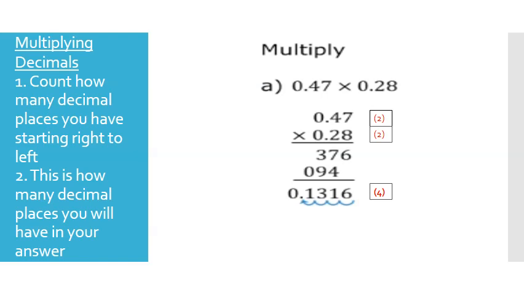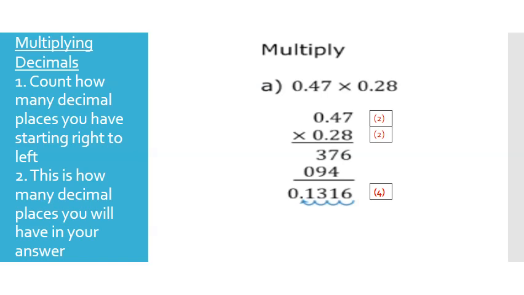Before we say, okay, this is our answer, we're going to take into consideration the number of decimal places in your original numbers. For 0.47, we have 2 decimal places. For 0.28, 2 decimal places, and the way that you calculate the decimal places is from right to left. So if we add those together, that gives us a total of 4 decimal places that we have to place in our answer.